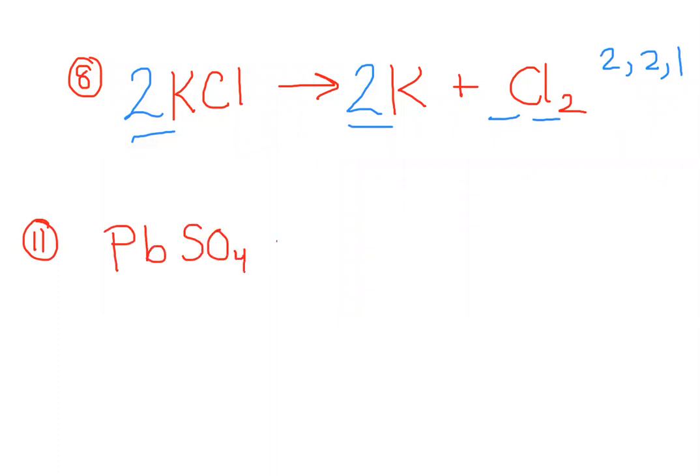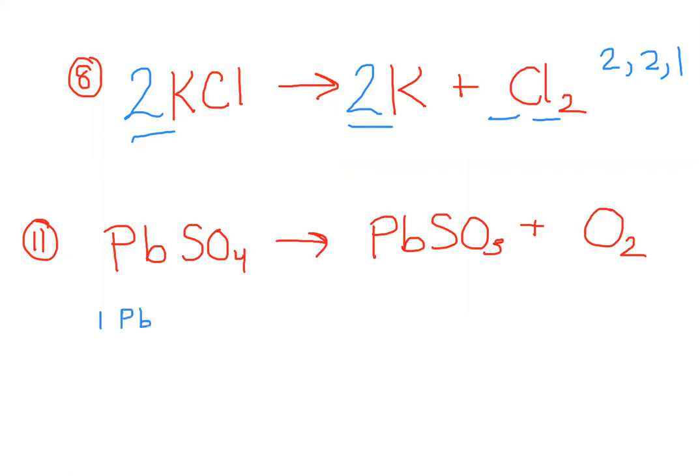PbSO4 breaks down to PbSO3 plus O2. Okay, so they told you how that breaks down. You didn't have to figure that out, but you need to balance it. On this side, we have 1 Pb, that's lead, right? And we have 1 S, and we have 4 oxygens. Over here, we have 1 lead, 1 S, but we have 1, 2, 3, 4, 5 oxygens.